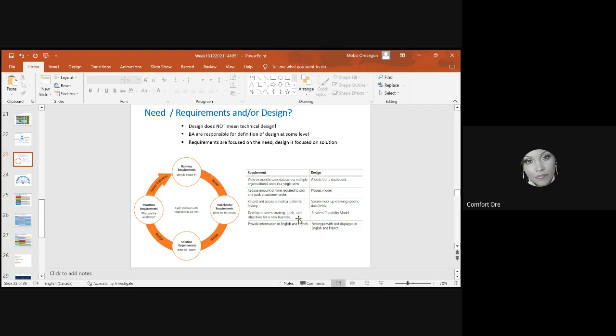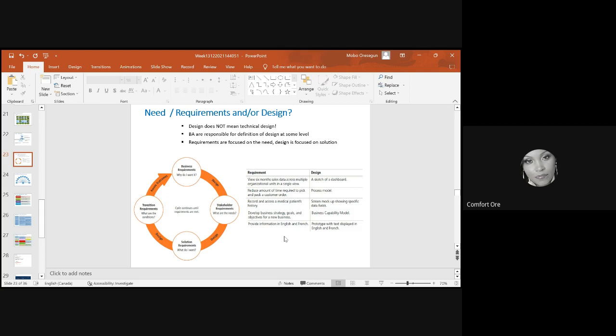So again, we're talking about the fact that design doesn't always have to be technical. Most of the time it's part of the solution where you're presenting a model, a visual of what the solution should be like, right?